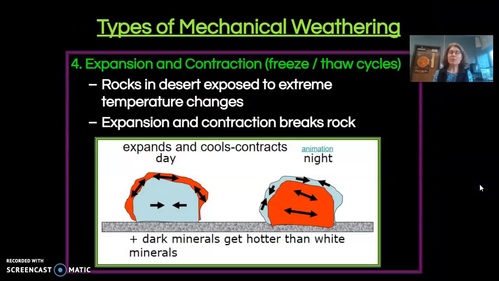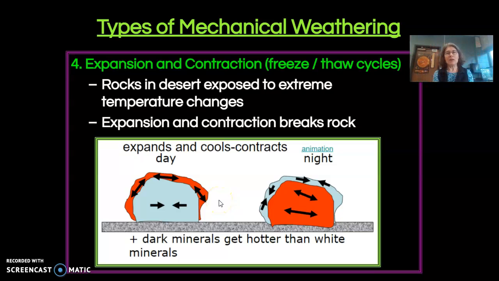And then a fourth type of mechanical weathering happens just from expansion and contraction, or freezing and thawing of the rocks themselves. So this is particularly true in places like deserts. When rocks are exposed to a lot of heat, the outer edge of those rocks is going to heat more quickly. The same thing is true if there are dark minerals in those rocks, they're going to heat more quickly. And that causes that material at the surface to expand.